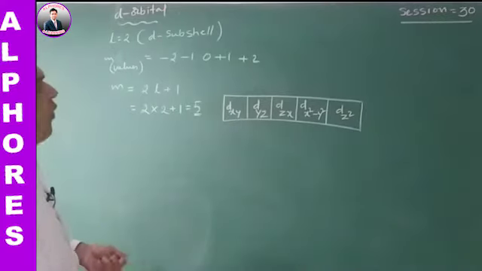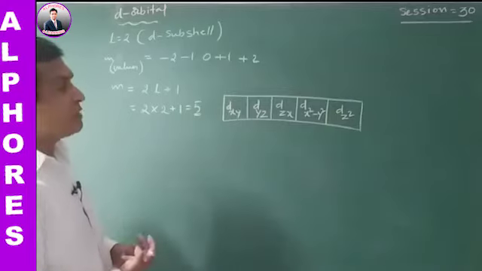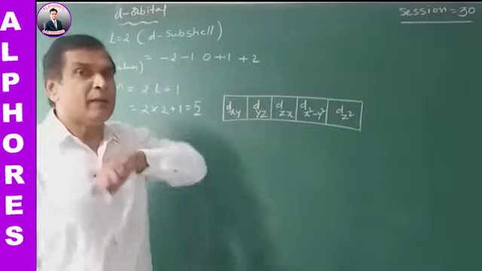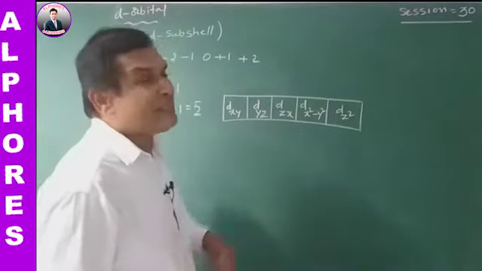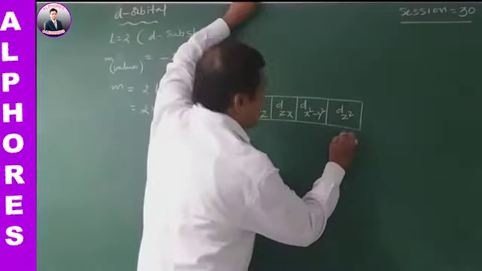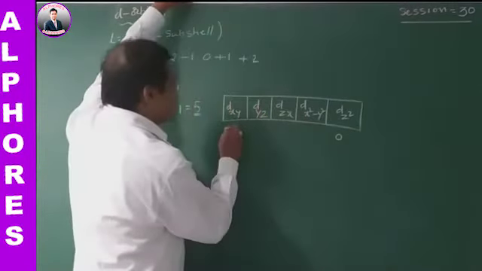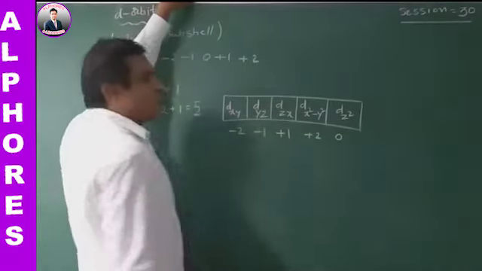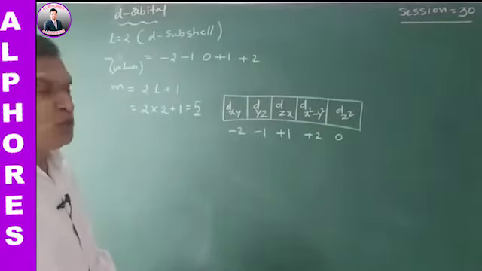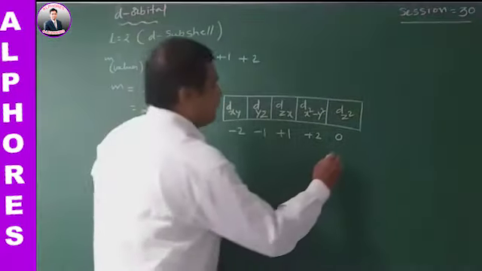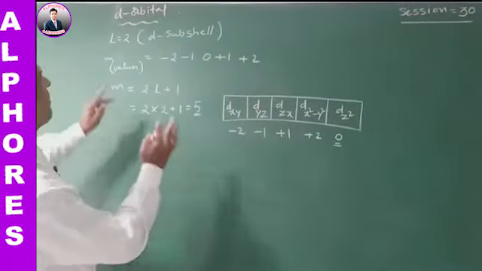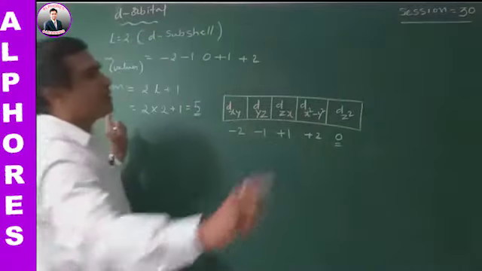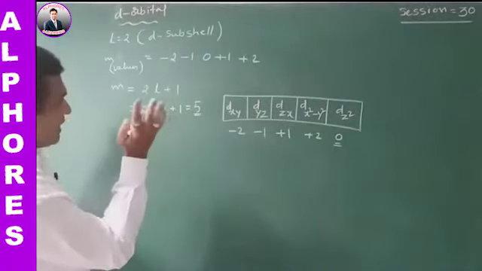Now what are the orientation values for these d orbitals? Remember one important point: like p orbitals, conventionally the orientation value for the dz square orbital is always 0. That means the others are -2, -1, +1 and +2. We should not forget that, it is important. So this is about what a d orbital is, how many d orbitals are there and what their orientation values are.